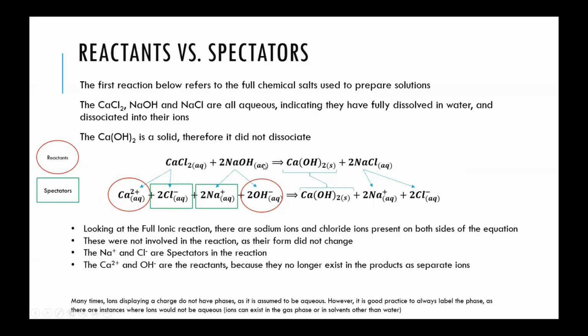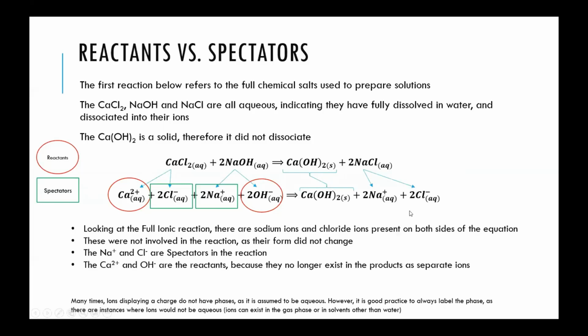2 sodium hydroxide compounds would break apart into 2 sodium ions and 2 hydroxide ions. The calcium hydroxide, again, is just a solid, so that's still going to be a solid. It does not dissolve. And the sodium chloride will break apart into 2 sodium ions and 2 chloride ions. So when you look at this, you'll notice that these 2 sodium ions appear on both sides of the equation. And the 2 chloride ions also appear on both sides of the equation.